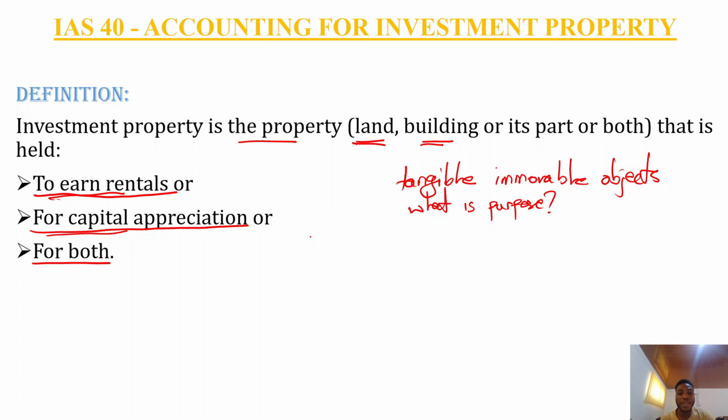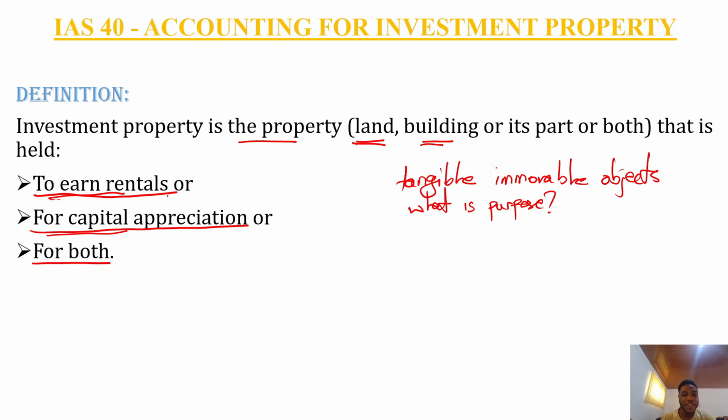Or how are you monetizing it? So if you hold an asset and you give out this asset for rentals, immovable assets, of course, to earn rental income, then we can say that this can be classified as investment property. Or let's think about land. Let's say you buy the land, you are holding the land for capital appreciation. When you say capital appreciation, you hold the asset hoping that in the future, the value will appreciate. Is that not it? Before you even sell it, so that you can earn more.